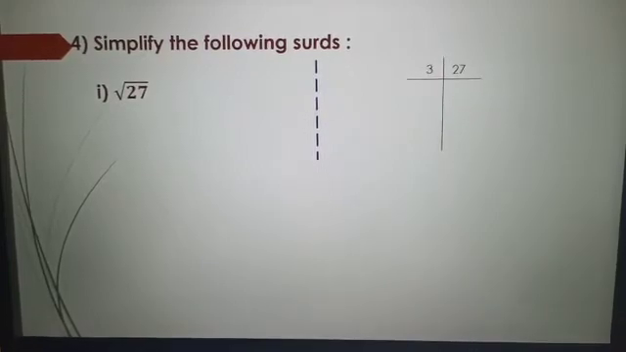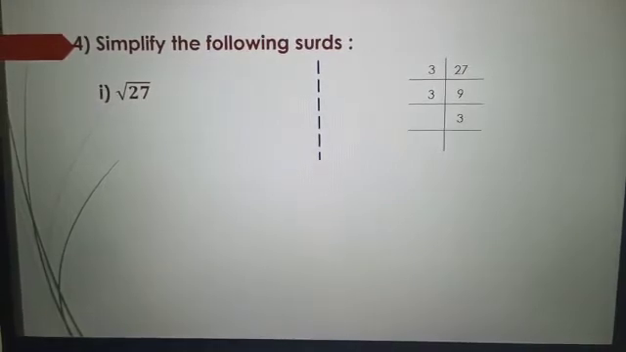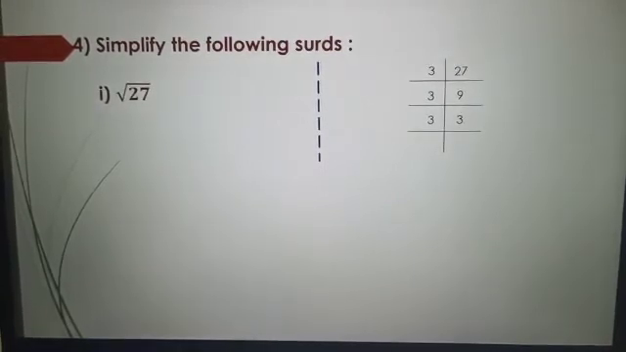How many times 27 in 3? 9 times. So this 9 goes on table number 3. So write 3 outside. How many times 9 in 3? 3 times. So now 3 is a prime number.